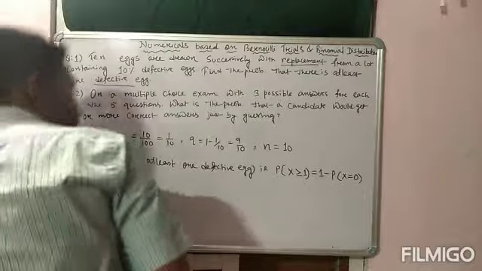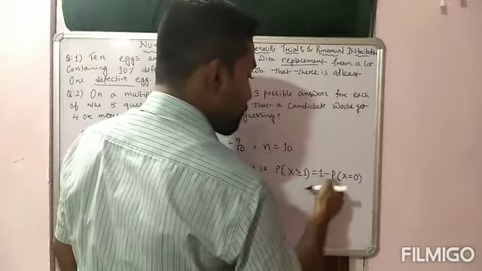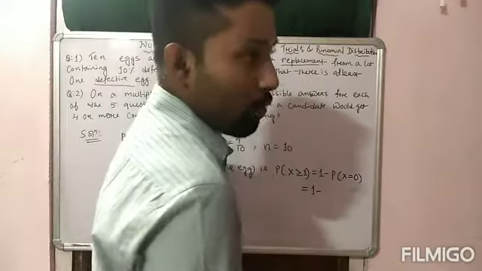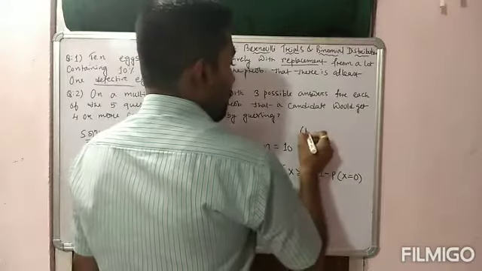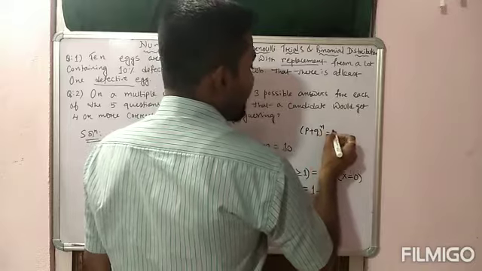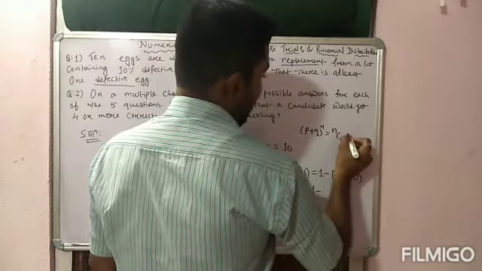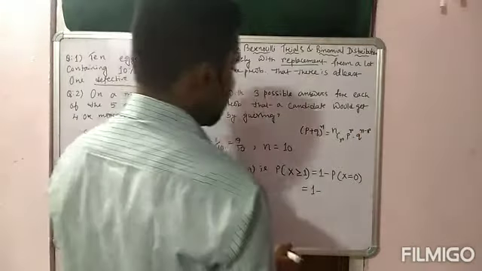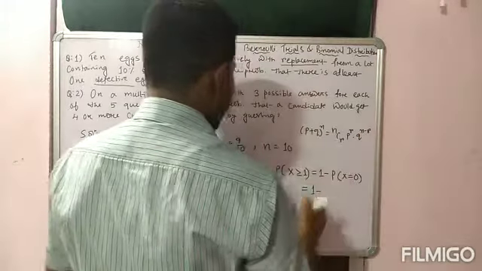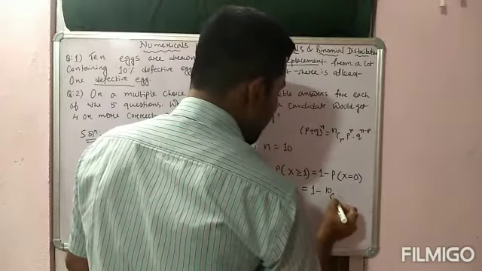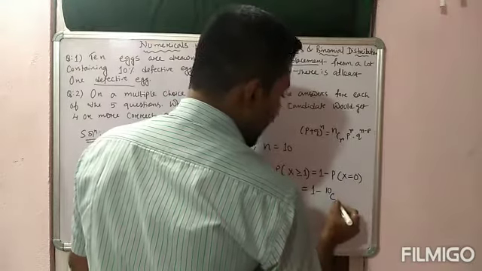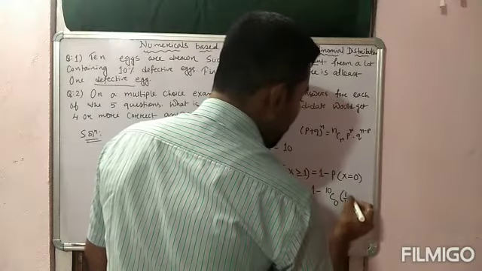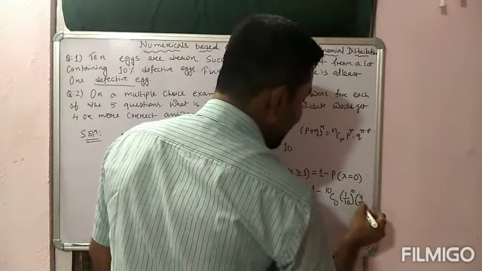Okay, so probability of at least one defective egg is 1 minus probability of none of them is defective. That means 1 minus P of x equal to 0. What's the binomial distribution formula? (p plus q) whole thing to the power n is equal to nCr p to the power r into q to the power n minus r, right? So nCr, n is here 10. So 10C r, r is 0. 10C0, p means 1 by 10, so (1 by 10) to the power 0 into (9 by 10) to the power 10.